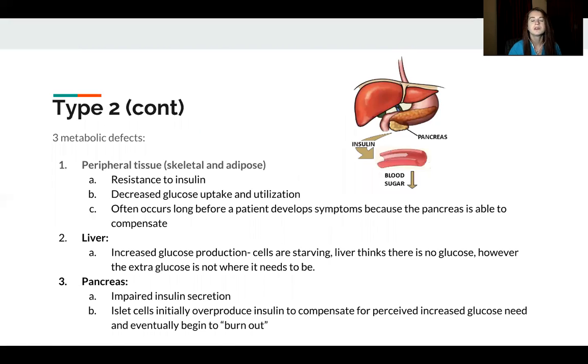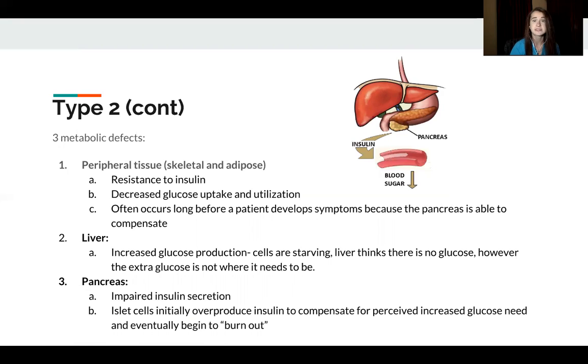More on type 2. That's a little picture there which shows all the organs that are involved. On the left, you have the liver, and then you have the pancreas, which secretes the insulin. The liver secretes glucagon and glucose. There are 3 metabolic defects in type 2 diabetics. First one is with the peripheral tissue. So this is the skeletal and the adipose or the fatty tissue.